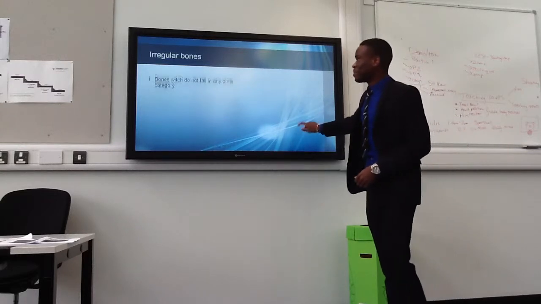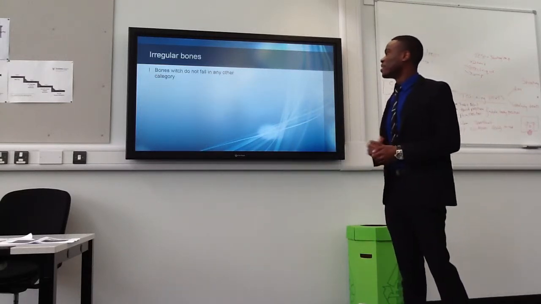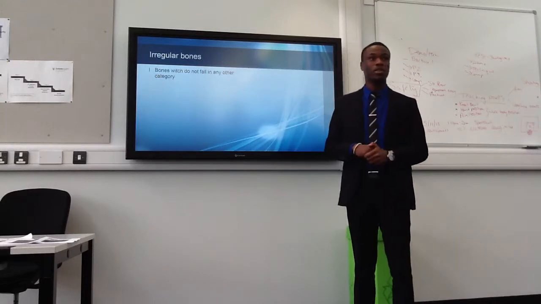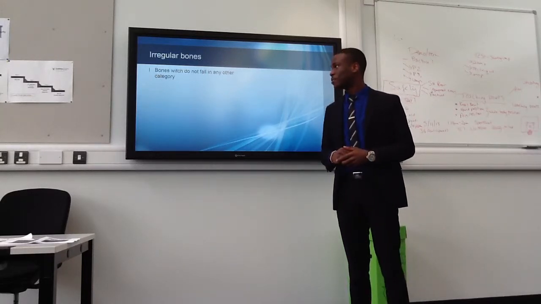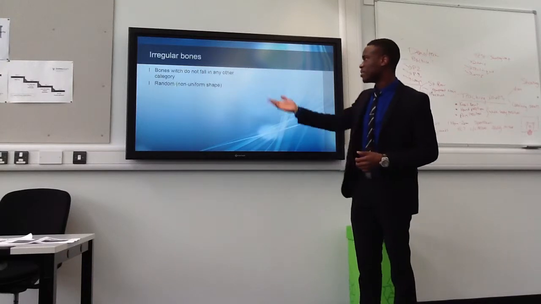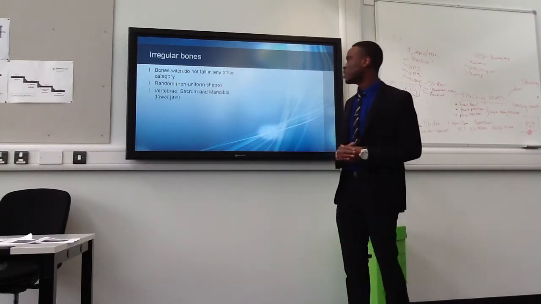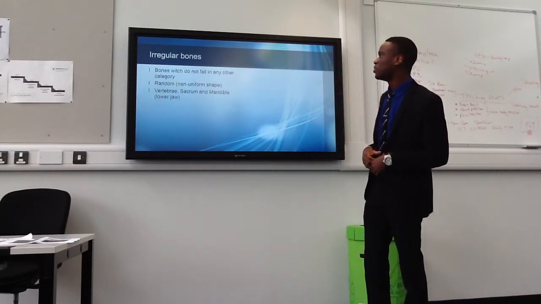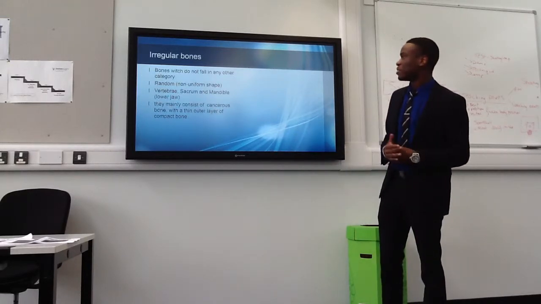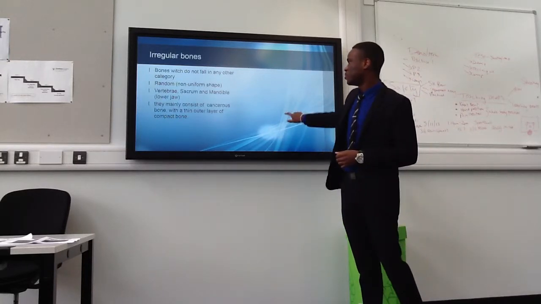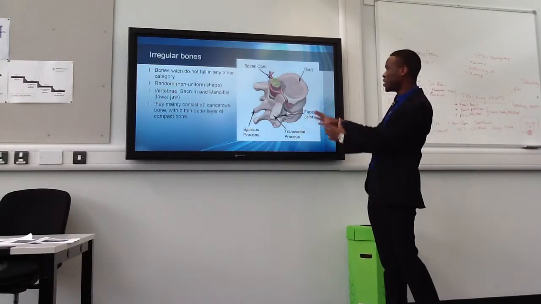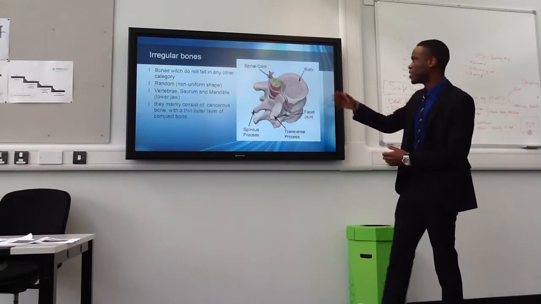Irregular bones. These are bones which do not fall in any other category because they're not uniform with any of the other bone groups, as their structures do not match the other structures. As it says, random, non-uniform shape. The vertebrae, sacrum, and mandible, which is the lower jaw, are examples of irregular bones. They mainly consist of cancellous bone with a thin outer layer of compact bone. So a vertebra from the spinal cord is an example of this. As you can see, it has a very weird alien-like shape, so you can't really put it in any other category.